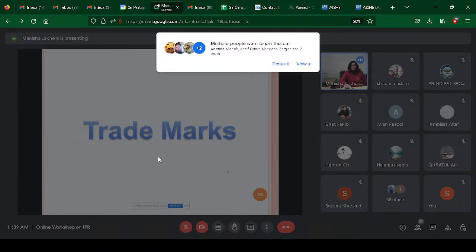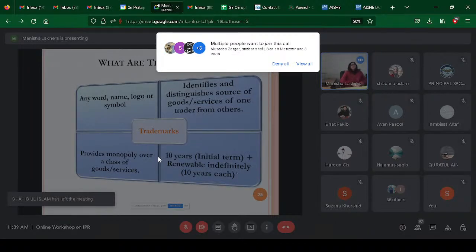So trademarks prevent counterfeiting of products and also identify and distinguish the source of goods or services of one trader from another. Now, the trademark can be a word, name, logo, or a symbol, or a combination of these. The trademark registration is provided initially for 10 years and then it can be renewed indefinitely for 10 years each. These also provide monopoly over a class of goods and services.